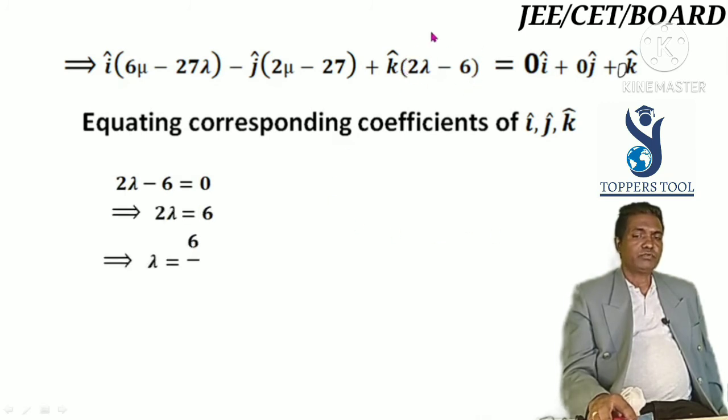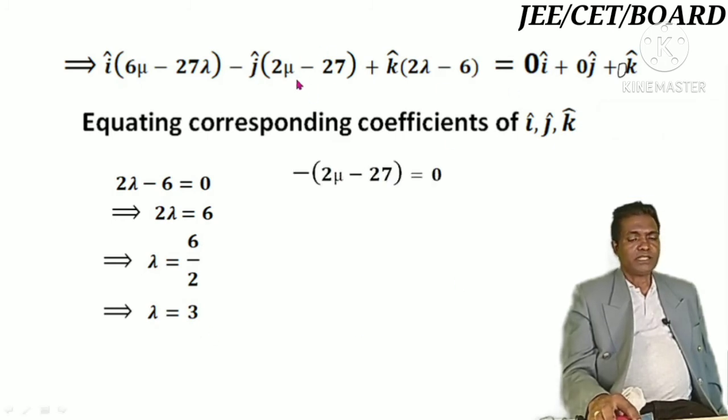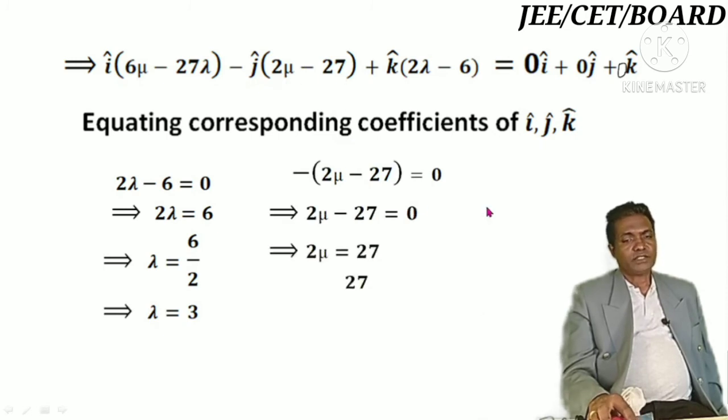So equating this coefficient with the coefficient of 0, what you will get is 2 lambda minus 6 equal to 0. So solve this for lambda. 2 lambda is equal to 6, that is 6 by 2, and that gives you 3. Similarly, equate this with 0, that is, minus 2 mu minus 27 equal to 0. On solving this, transferring the minus to this side, you will get mu as 27 by 2.